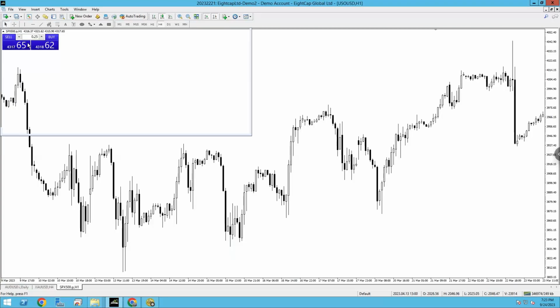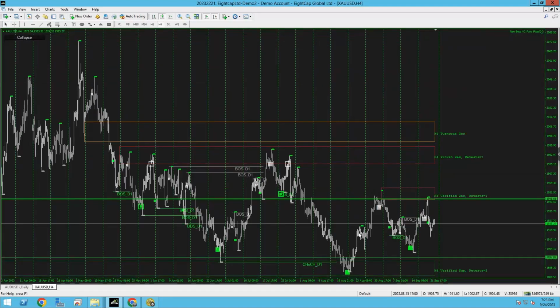That gold, it had one here, but it's changed now. So it did have one here. There was a turncoat I showed everyone at the time in the free group, and this was the buy trade we caught off of that turncoat. It was like 130 pips there. So gold was still waiting.